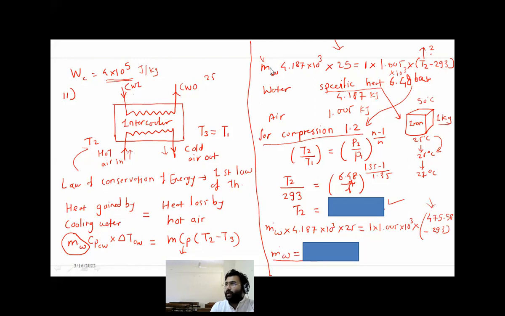So here m3, the mass flow rate of water, is unknown, but we know the specific heat of water, 4.187, into 25, which is the given rise in temperature of cooling water, equal to the mass flow rate of air, which we have taken as 1, into specific heat of air, 1.005 kilojoule per kg Kelvin, into T2 minus 293. Here we don't know the value of T2, so again we have to calculate T2. Write down up to this point.